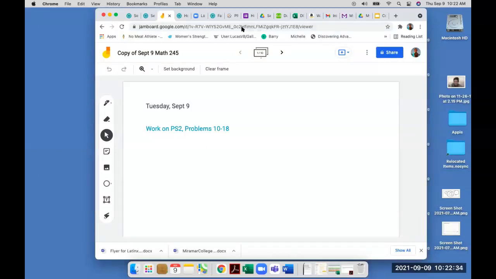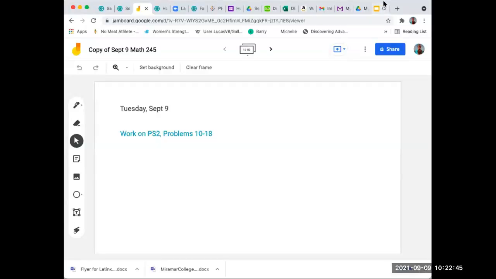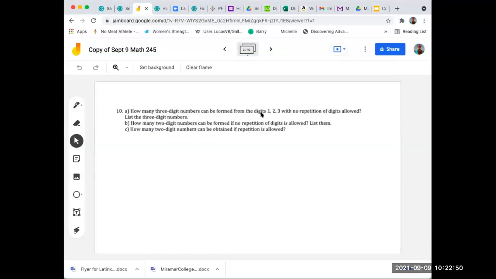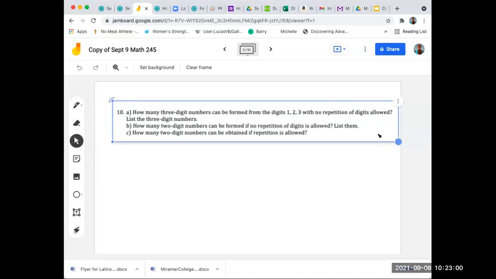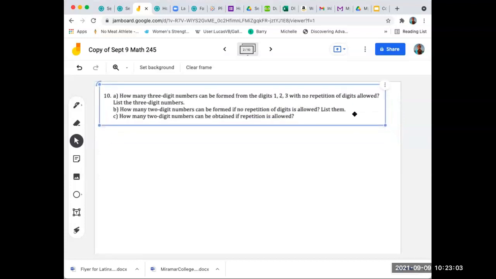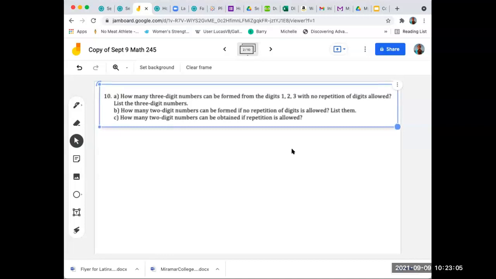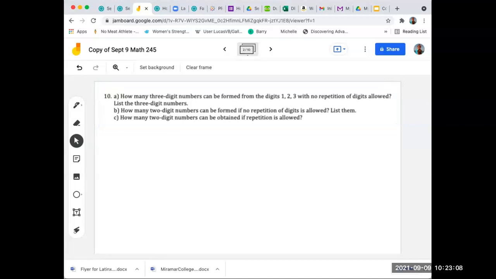I'm having a problem understanding exactly what it's asking for. When it says no repetition, what is that? It means that 1 only appears once, 2 only appears once.